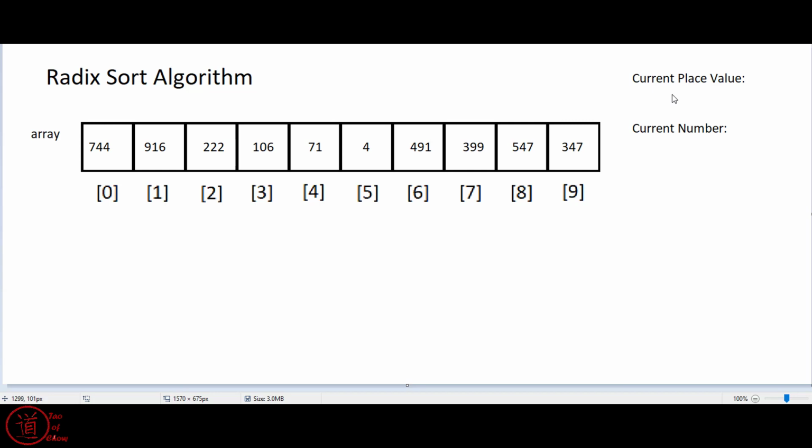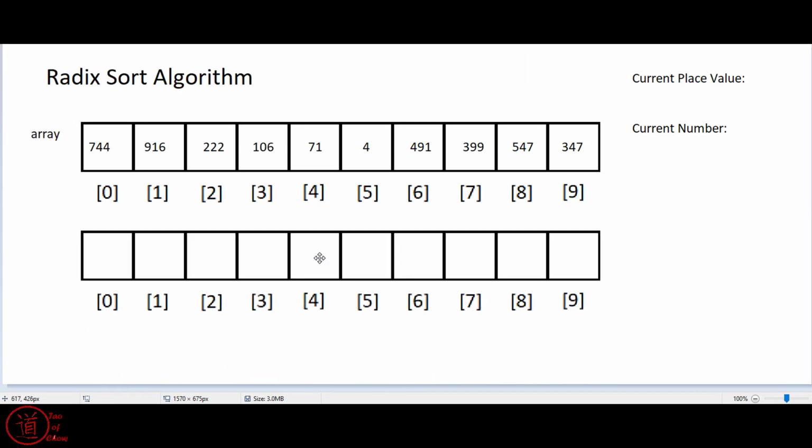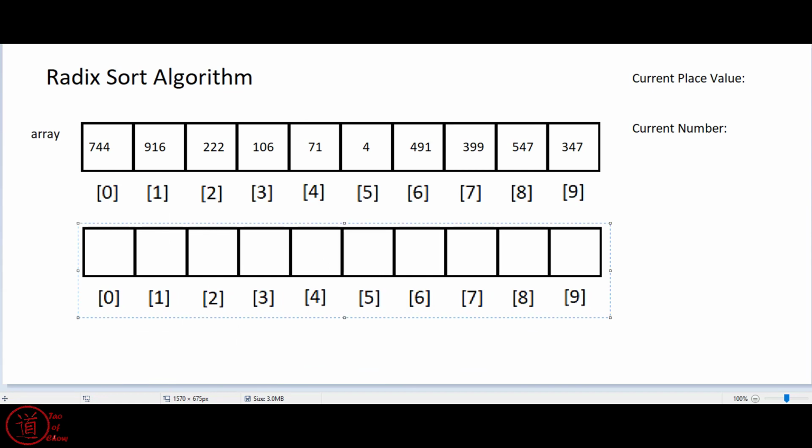So the first thing we do is we have our array and we make a copy of this array. Right, so this is going to be a copy. Now, the copy doesn't have to have the same elements, it can be just empty, but it has to be the same size. Alright, so then what we do is we start off by just looking at the ones digits. So the current place value we're looking at is the ones, and the current number we're going to look at is 0.